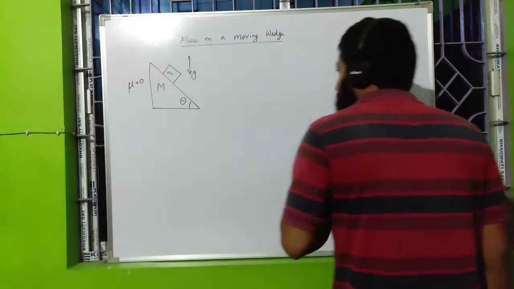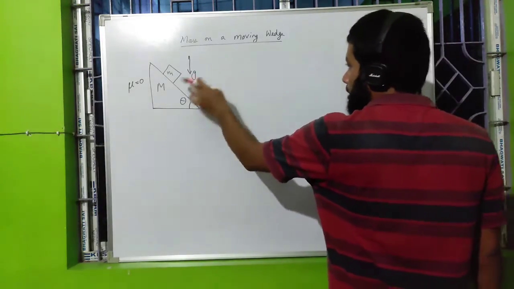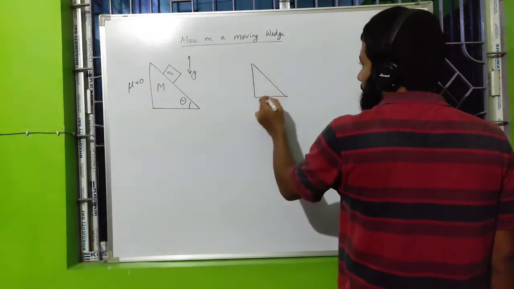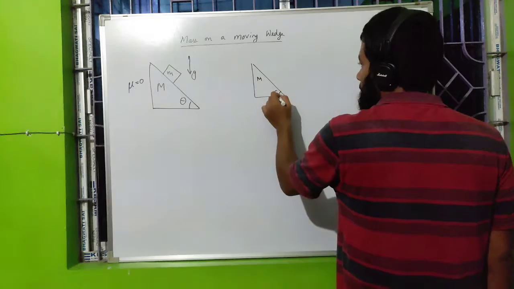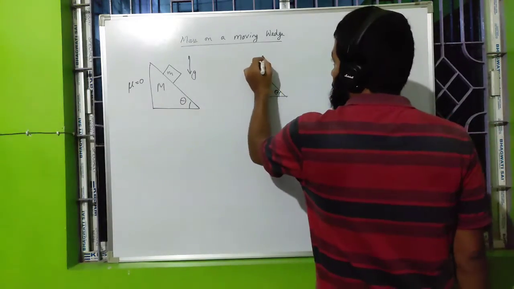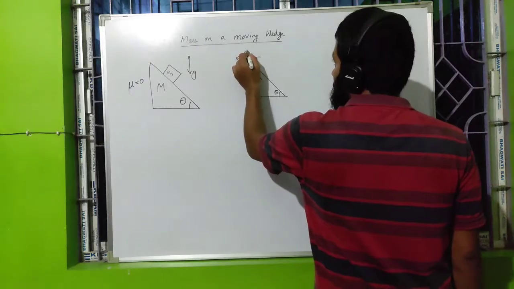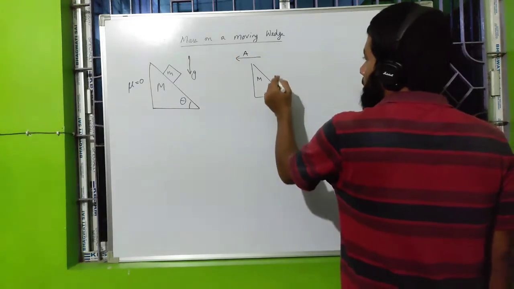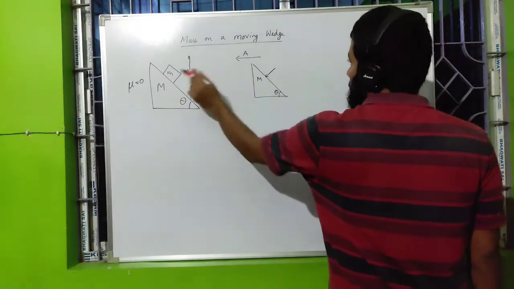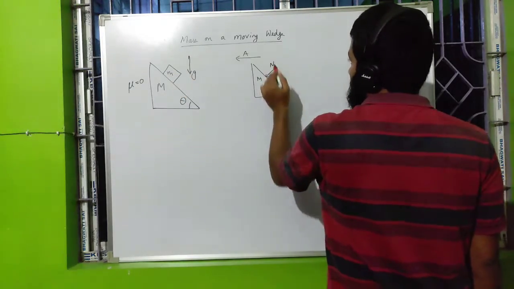Here also mu is 0. Let me separate the wedge and the block. So for this wedge, it is like this, and this is theta. This wedge moves towards the left with an acceleration, say A. Then the normal force acting on the wedge due to this block of mass m is given by N.